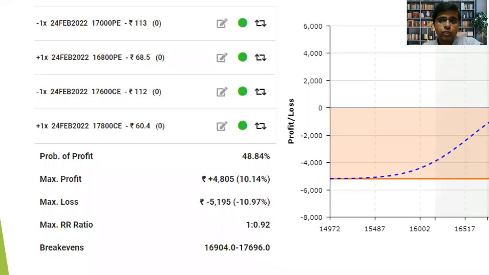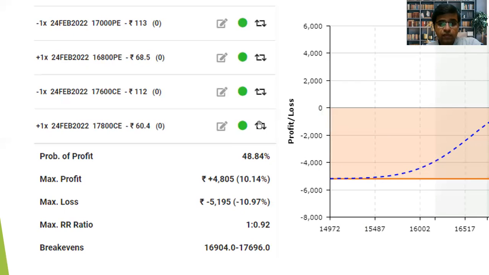But if we recall the short strangle, in that the probability of the profit was somewhere around 63-64%. Whereas when we are buying the hedge and converting this strategy from short strangle to iron condor, the probability of the profit gets reduced. Why is it getting reduced? Because the amount of the premium which the person has received by selling a short strangle gets reduced to a certain extent by buying the hedge of the deep OTM call and the OTM put option.